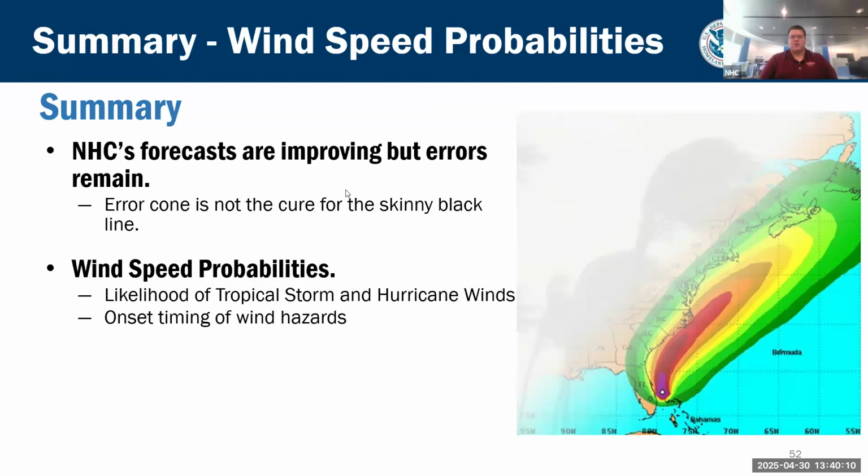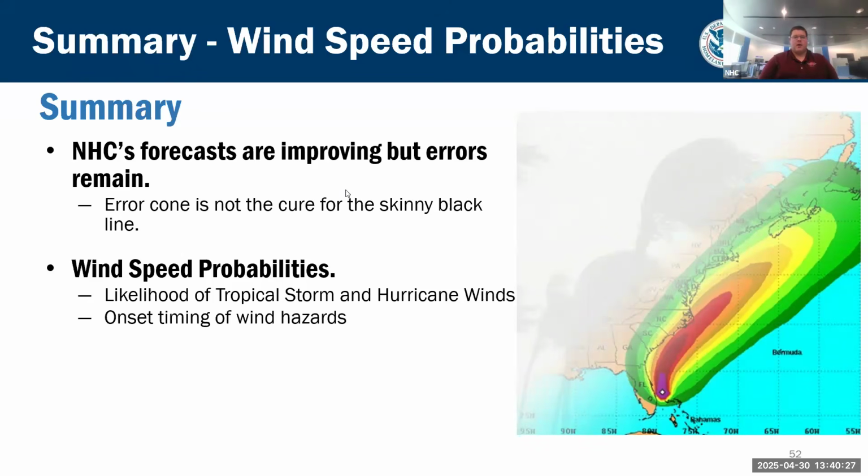We really want you to look at those wind speed probabilities. Some of the examples we showed show that, especially for Charlie, if you were in Tampa and in Punta Gorda and you had a 30% chance of hurricane force winds, you should be taking the same preparations in each of those cities, not just following the error cone.